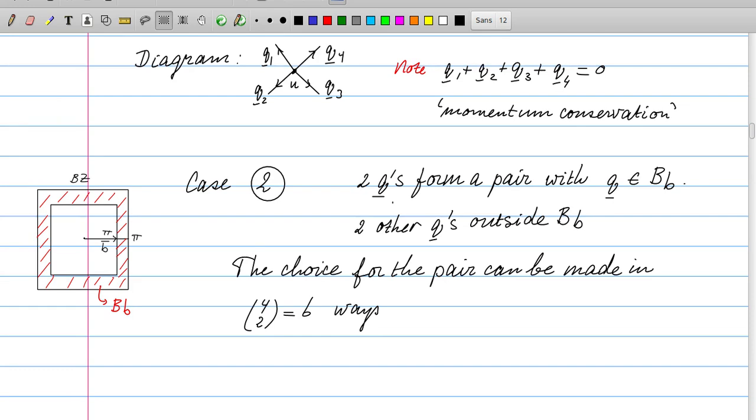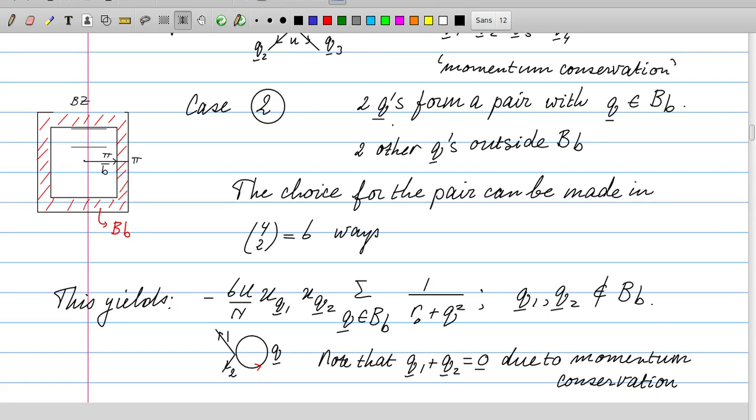We then turn to case 2, and in case 2 there are 2 q's which are inside the interior part of the Brillouin zone, and there are 2 q's which are in BB, so the outer rim. And we need, of course, to identify the pair which lies in BB, and we can do that in 6 ways because we have 4 q's. So 4 over 2, the combination, gives us 6 ways. There is also a diagram that we can associate with that, and a mathematical expression, and they correspond 1-to-1 to each other.